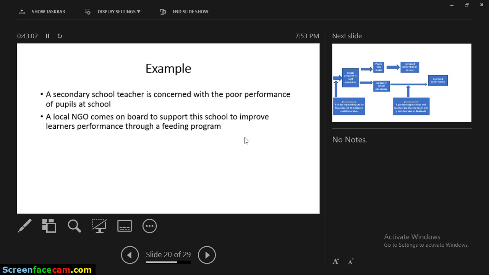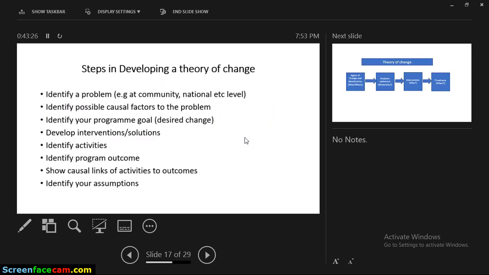Second bullet, sister. So there is a partner who is willing to put in millions of dollars just to ensure that performance improves among students through a feeding program, right? So a feeding program is what? When we look at these steps, where can we classify the feeding program? Would it be an intervention or a solution or an activity? It's an intervention, right? Do we all agree that a feeding program can be an intervention?